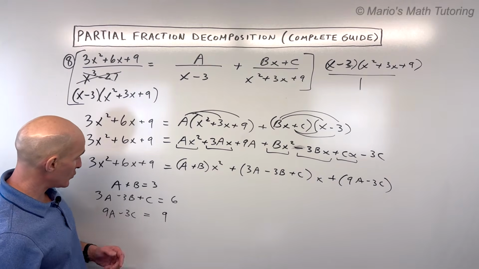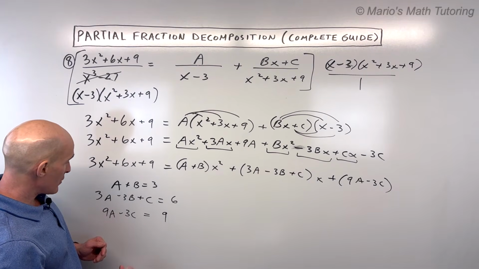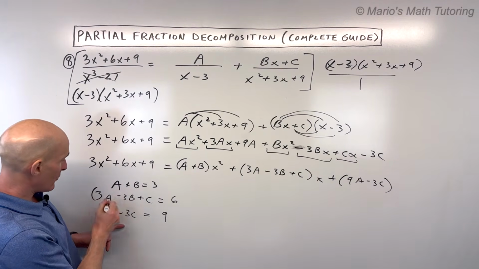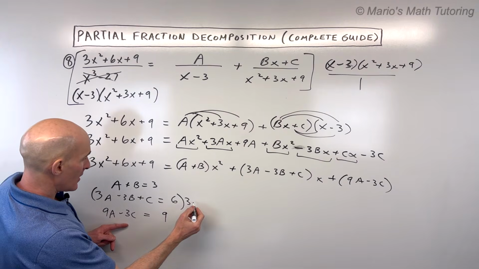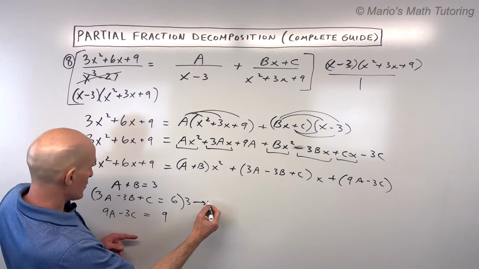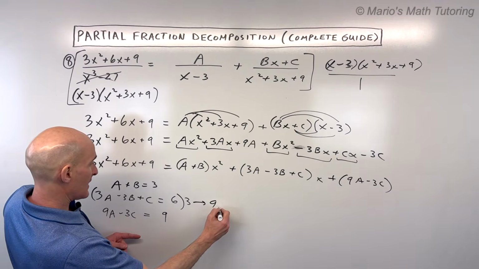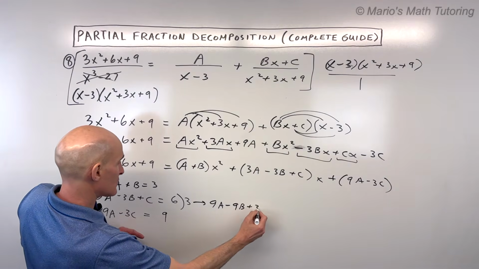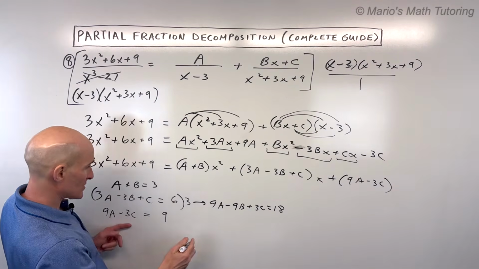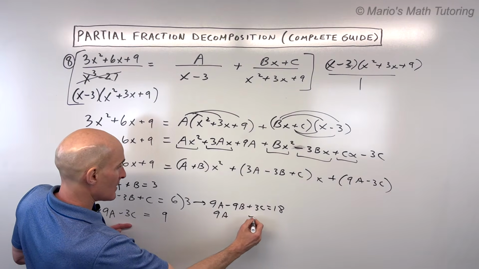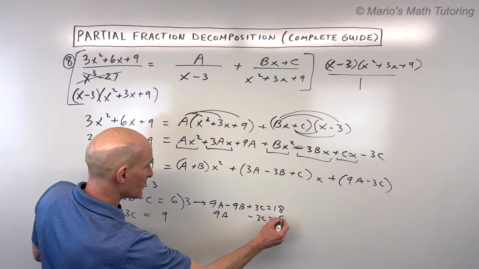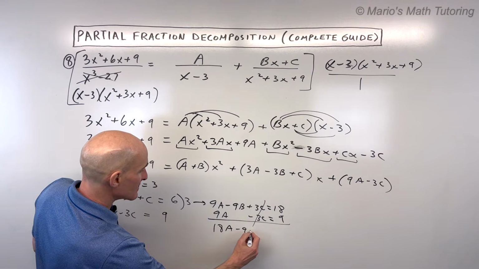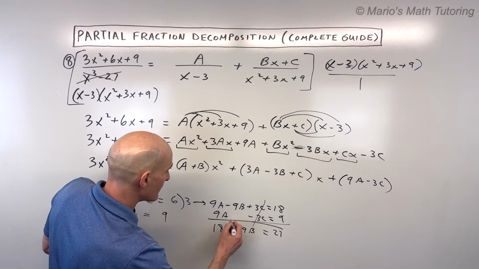Again, you can use any method that you want. I think what I'm going to do here is eliminate the c's with the second and third equation. So I'm going to multiply this by 3, which is going to give us 9a minus 9b plus 3c is equal to 18. And this equation, I'm just going to copy that down, 9a minus 3c equals 9. When we add these together, see how the c's cancel, we get 18a minus 9b equals 27.